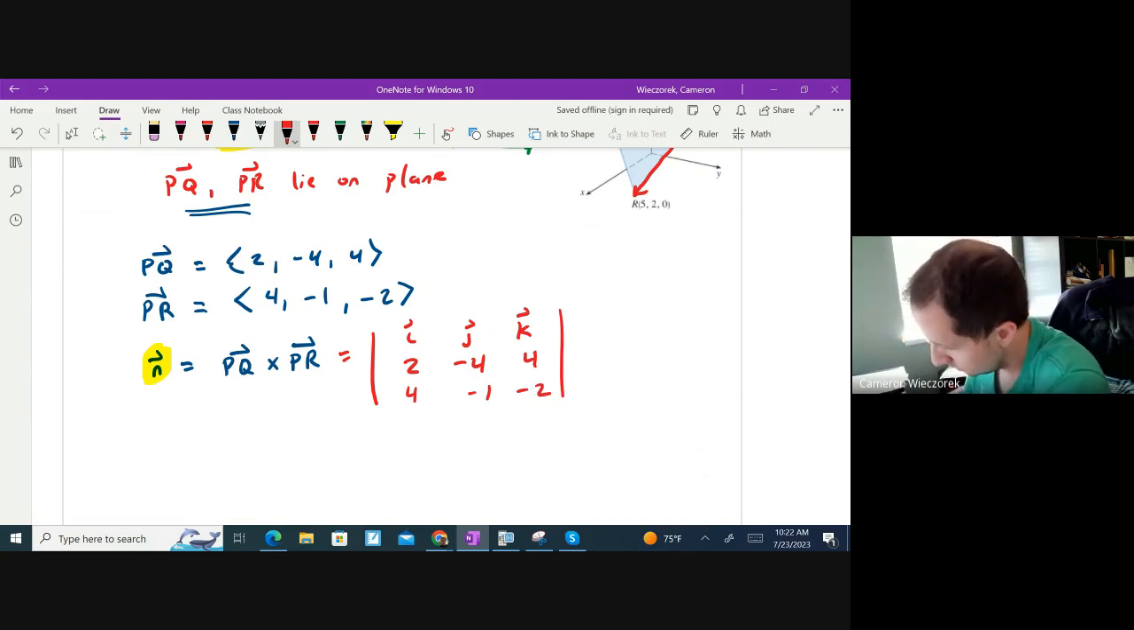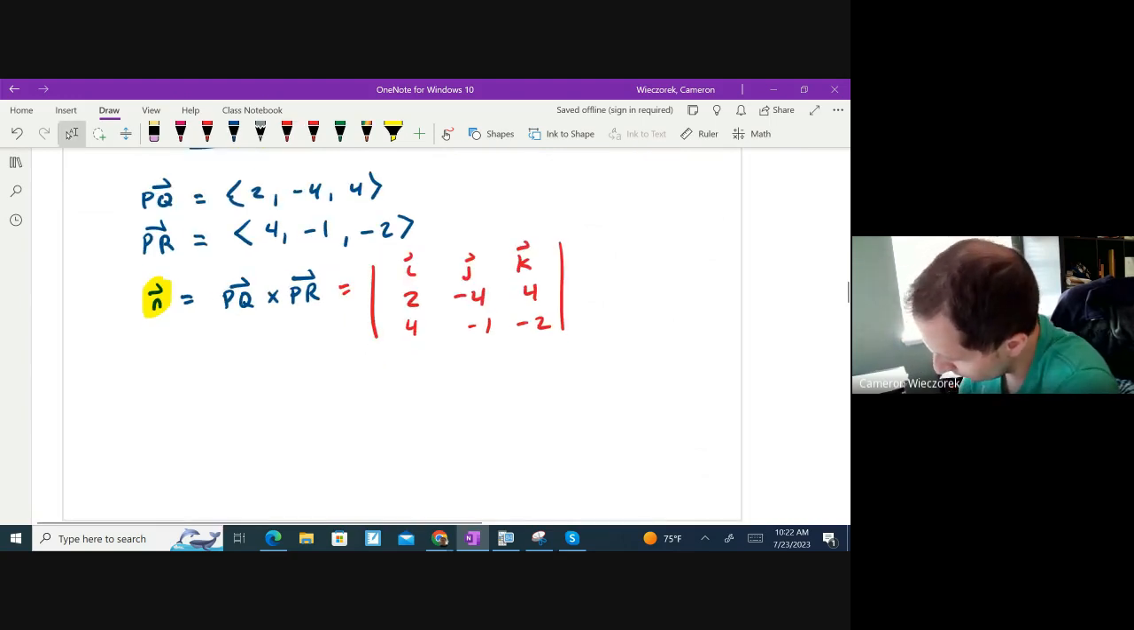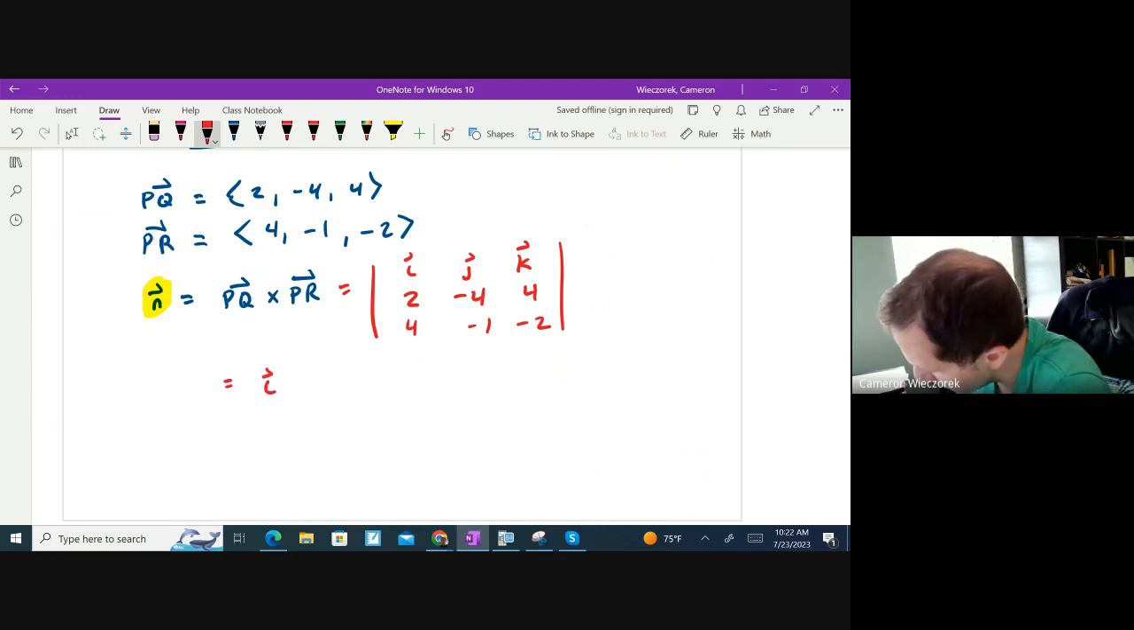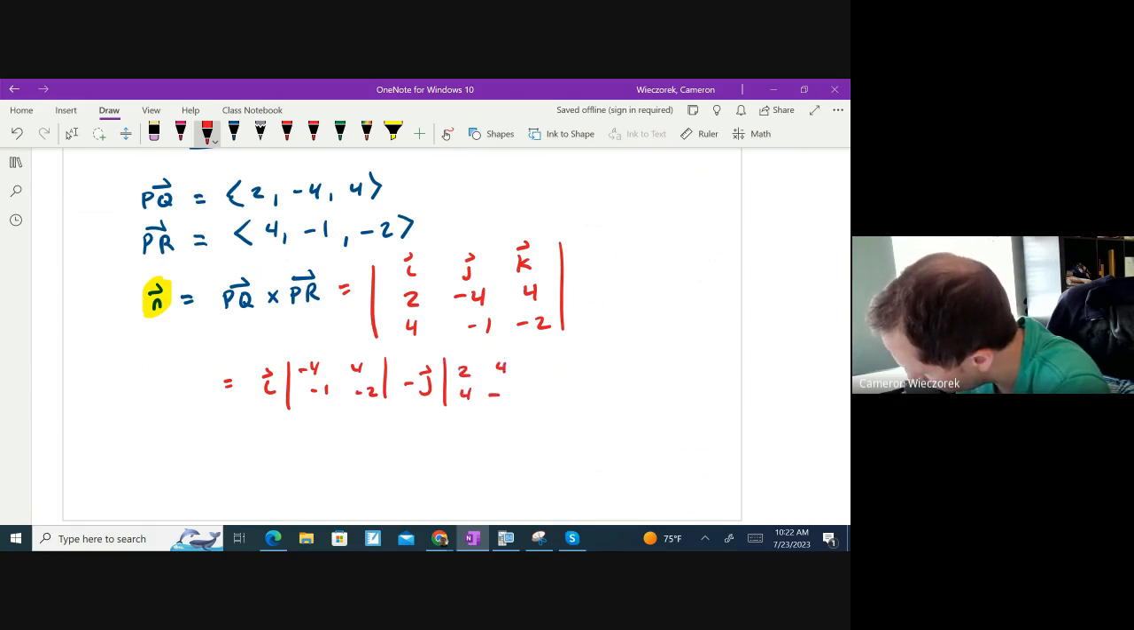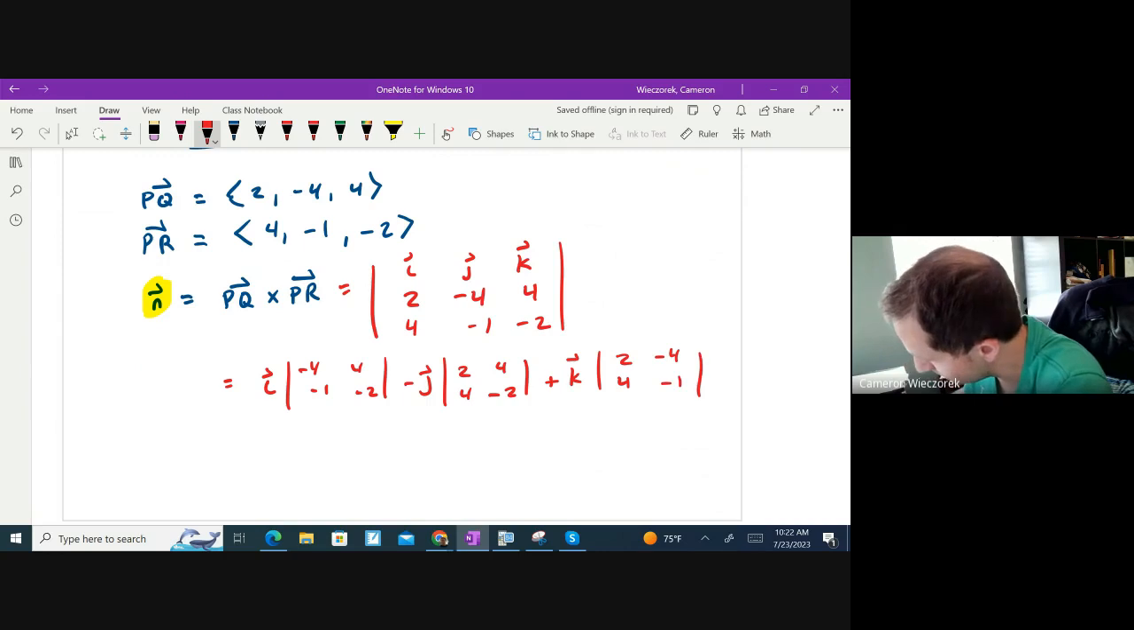Okay, so let's go down here. We get I, crossing off first row, first column. We're left with negative 4, 4, negative 1, negative 2. Minus J, cross off first row, second column. We're left with 2, 4, 4, negative 2. Plus K, cross off first row, third column. We're left with 2, negative 4, 4, negative 1.